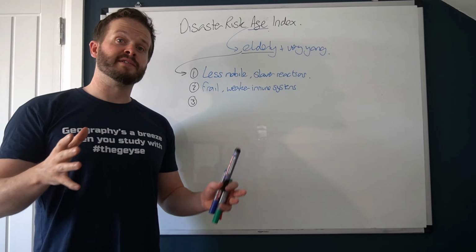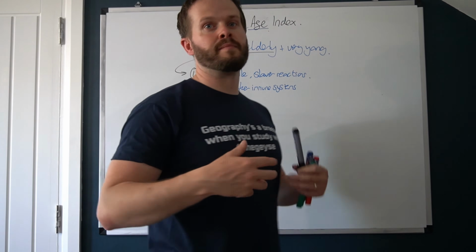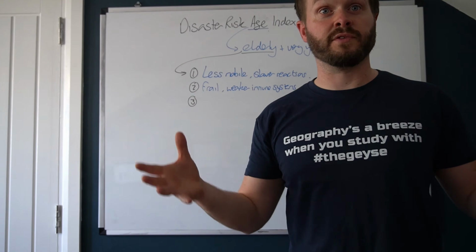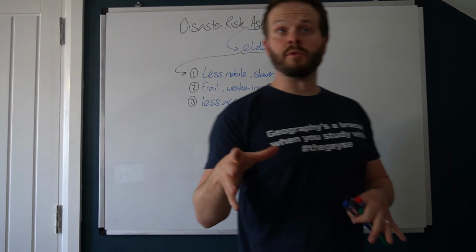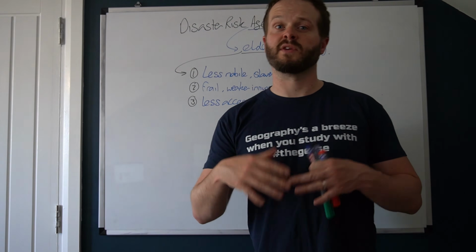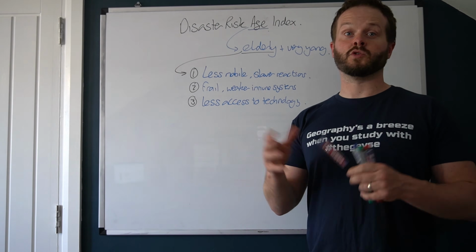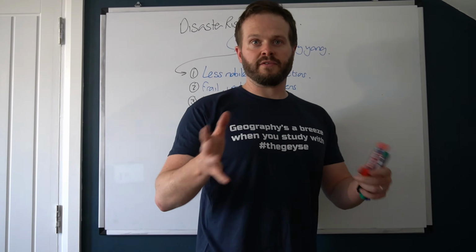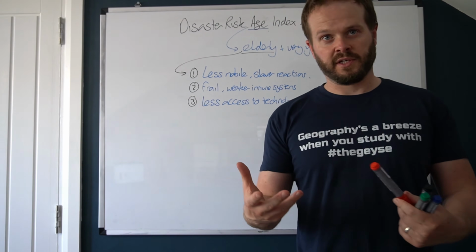That means they're more likely to die from secondary effects, so they might succumb to their injuries, they might succumb to any diseases that might be prevalent in the wake of the disaster. And then finally, in some communities they do have less access to technology or are less able to use it, so that's probably going to determine whether they hear those warning signs or not, which of course is going to determine whether they actually survive and get themselves out of a building because they've seen those warning signs.